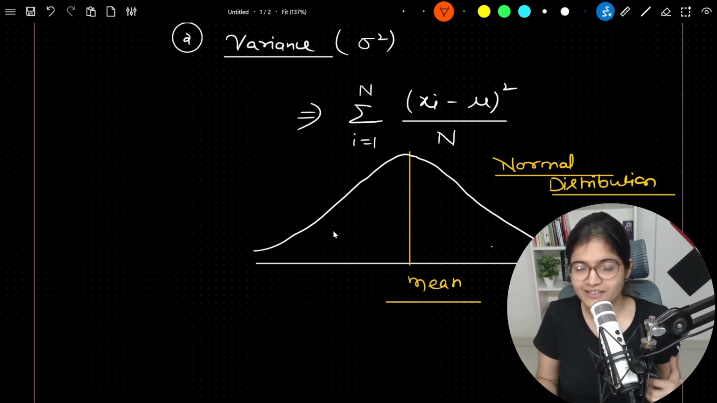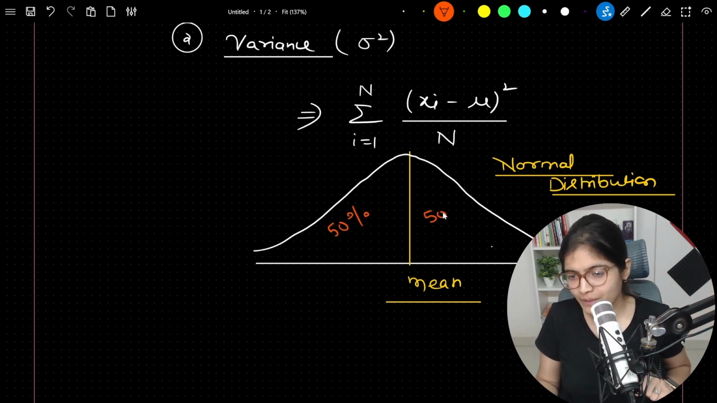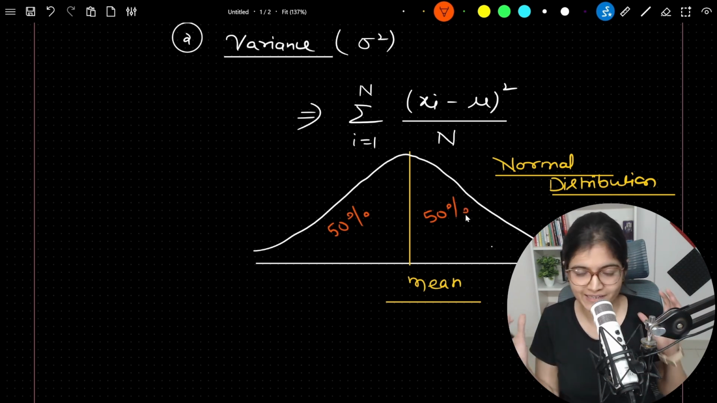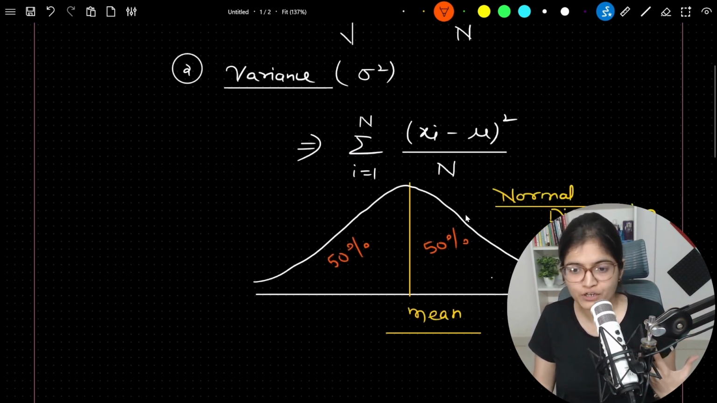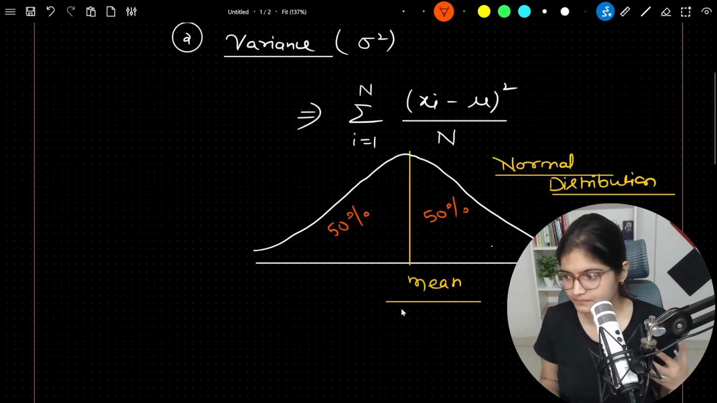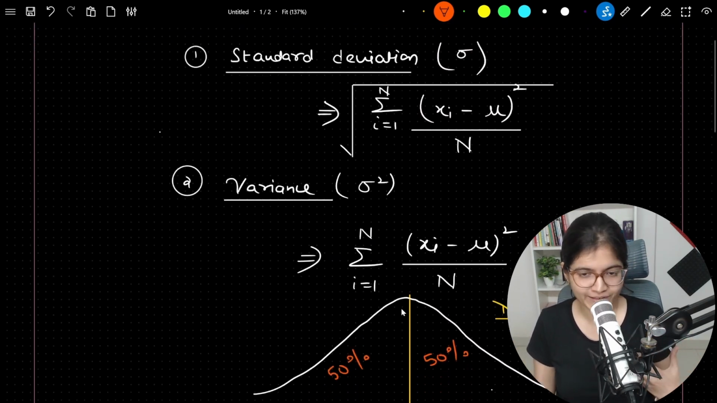It indicates that it's symmetrical data where 50% of your data lies towards the left side of the mean and 50% of your data lies towards the right side of the mean. And these are the ways to check the dispersion with respect to the mean. That's the whole idea when we're talking about STD and variance.